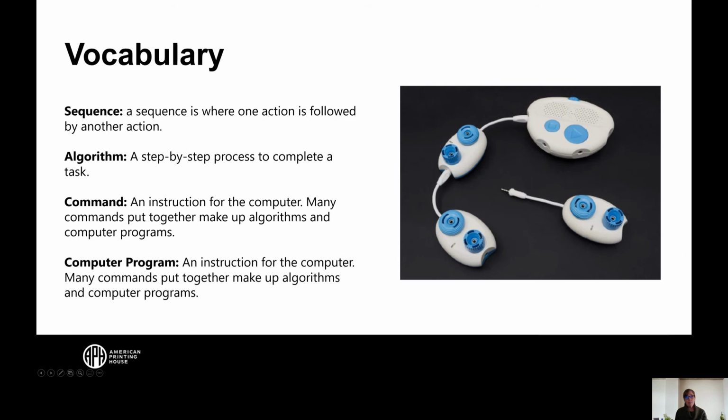All right, so let's talk about the first thing we're going to learn about when we're talking about algorithms. Vocabulary is really important. We need to know the words that we're going to be using to learn about algorithms. Today we have 4 new vocabulary words. The first one is sequence. A sequence is where one action is followed by another action.